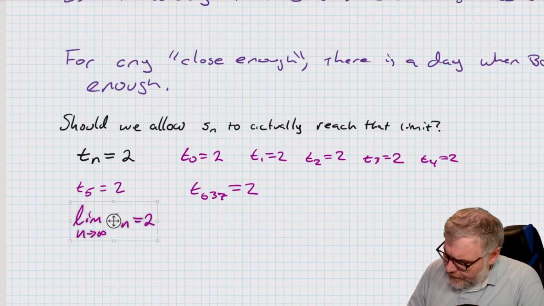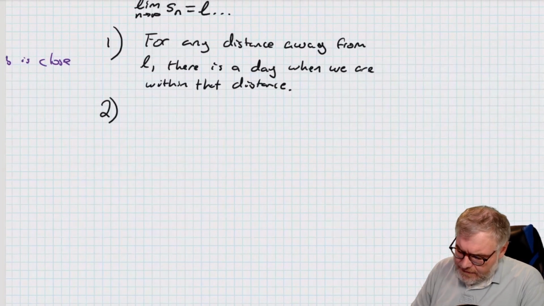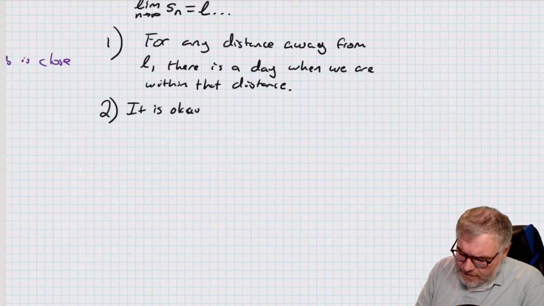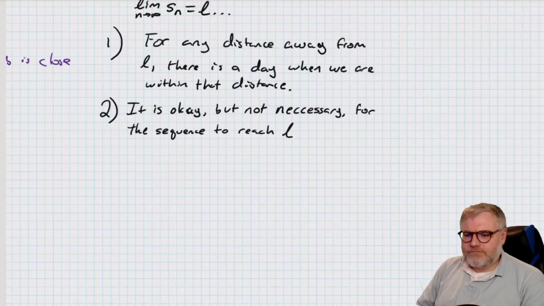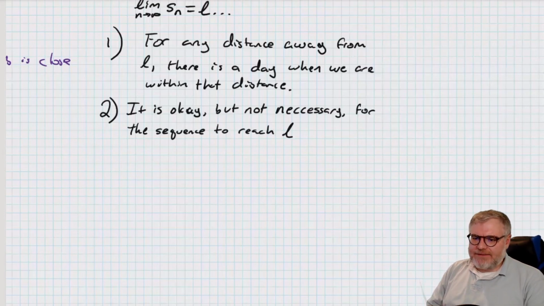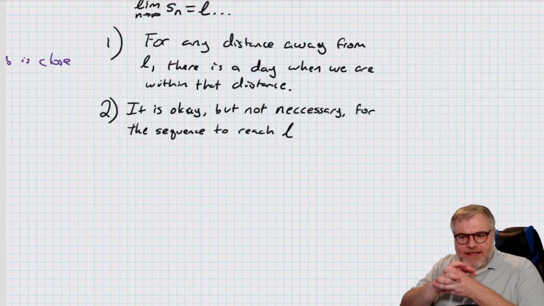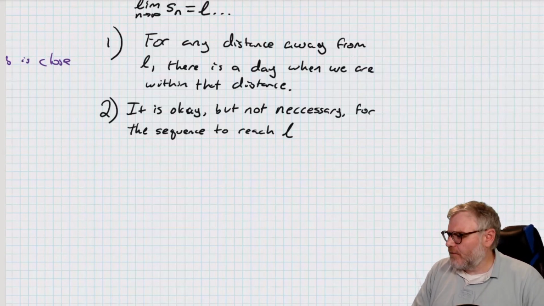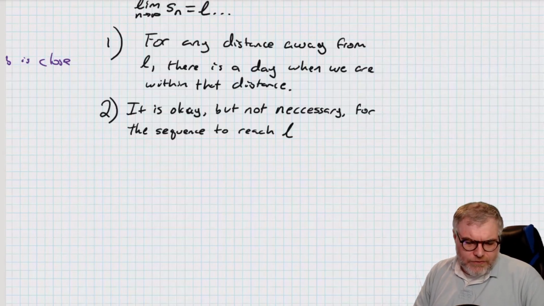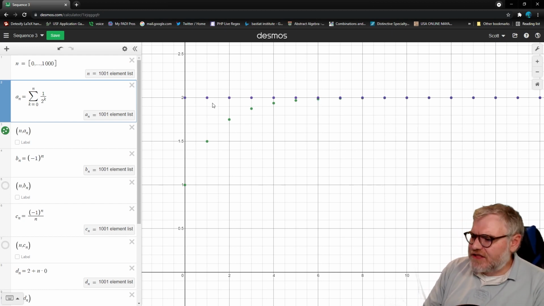So the second thing I want out of my limit, my desires for my limit, is that it is okay, but not necessary, for Bob to actually reach the margarita. Okay? It's okay, but not necessary. What else do I want from my thing? So we've looked at the classic thing that we think of when we think of limits. We've had one that approaches the 2, and then we've had one that's just standing on the 2.